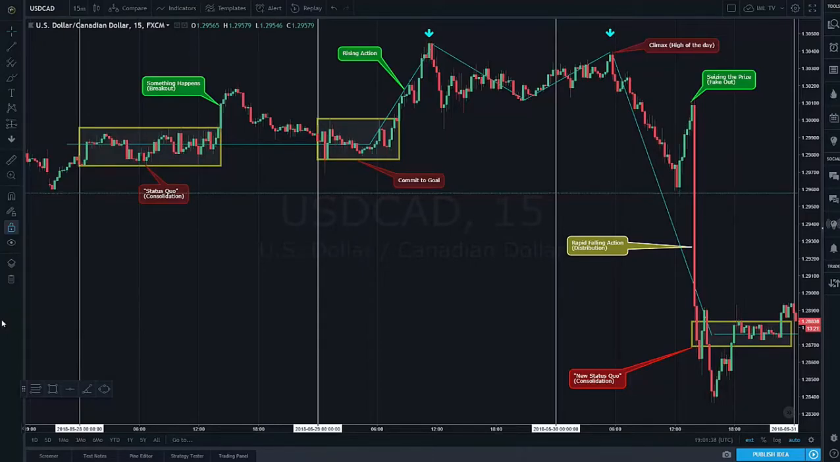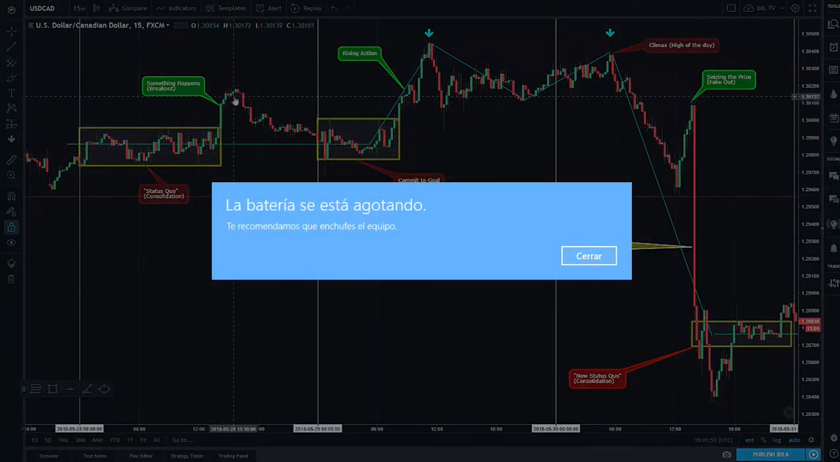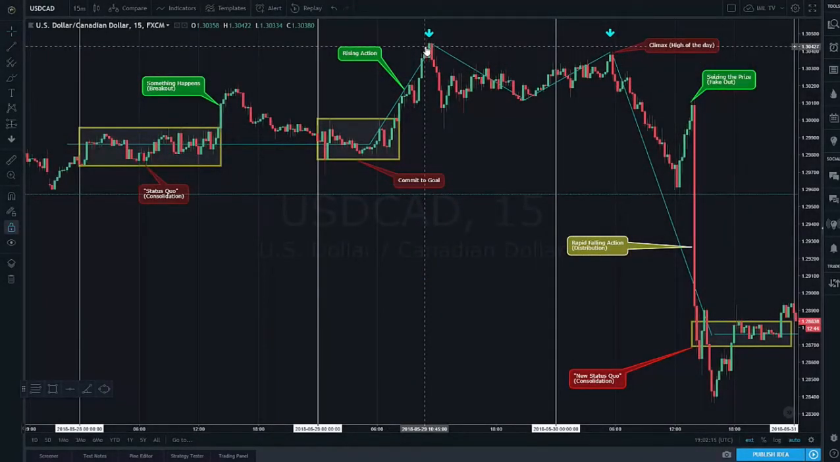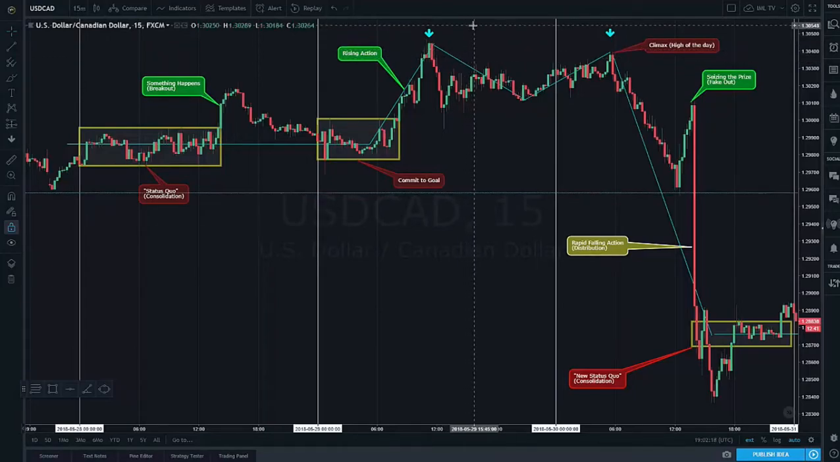Because in the beginning, we have consolidation. The status quo that lasts for hours, days, sometimes minutes. And then something happens. We break out of that range. And even if we get a retracement, a little pullback from the anticipated direction for the next day, we can see that the institutions are committed to the goal of bringing retail investors into the market, making individuals believe that price is going to continue to rise.